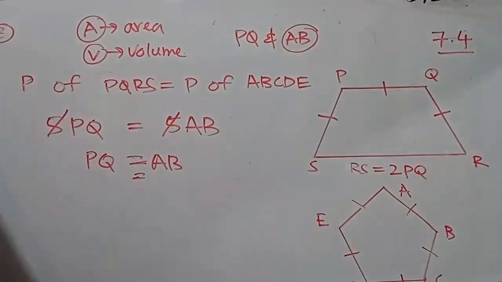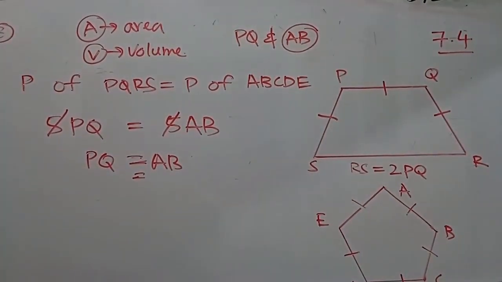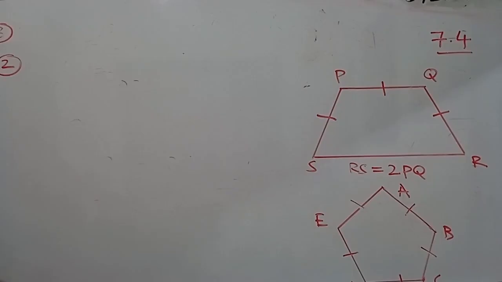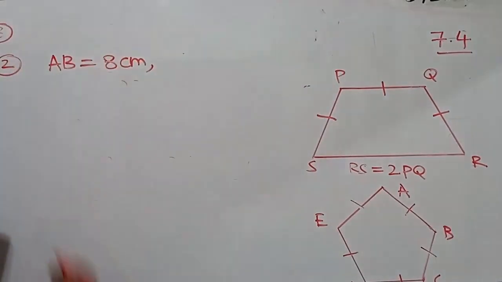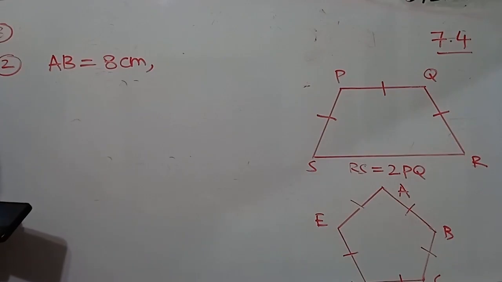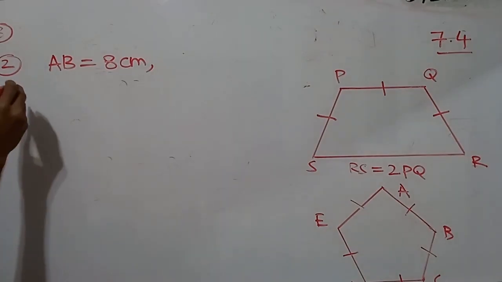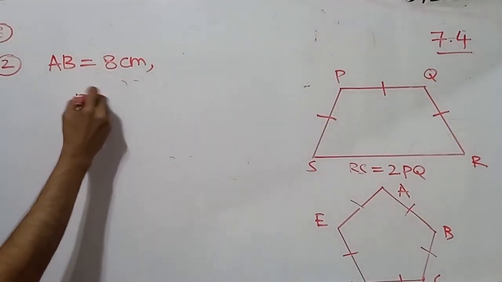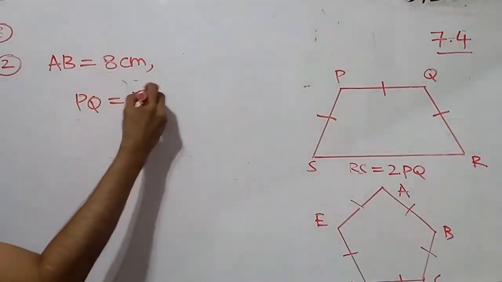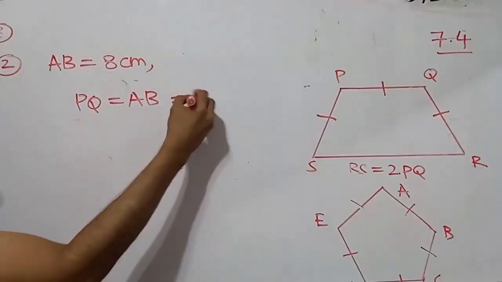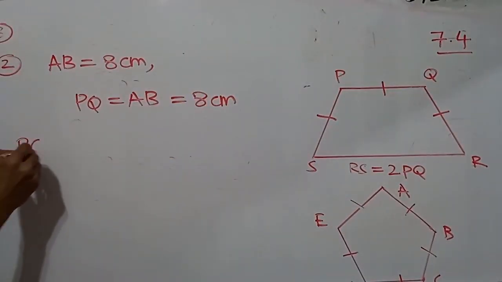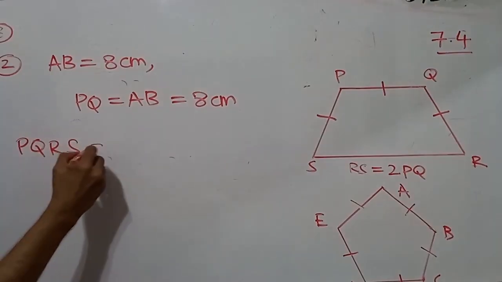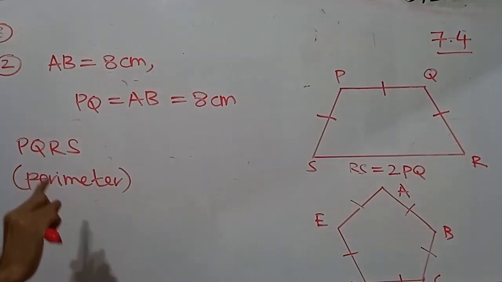So this is question number 3, and we have discussed part 1. If AB is 8 centimeters, they are saying the value of AB is 8 centimeters, find the perimeter of the quadrilateral PQRS. In the first part of the question, we confirmed that PQ is equal to AB. Now we have been given a value which is 8 centimeters. So what's the perimeter of PQRS? You have to write the sentences correctly.